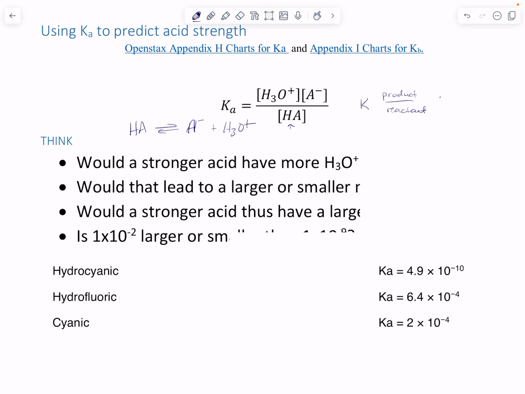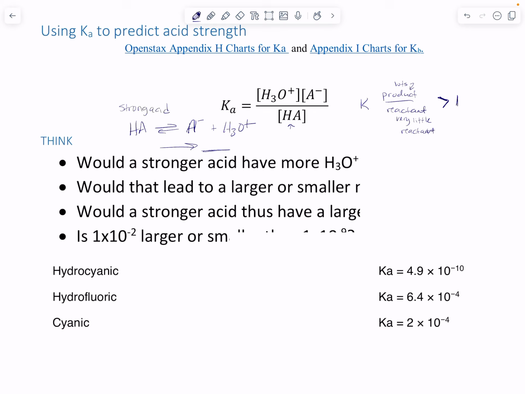And if you can remember, if K is larger than 1, that means it's a big K. It means you have lots of products and very little reactant. Then you can say that it is mostly going this direction. And if most of it's going in this direction, then this one is going to be a pretty strong acid.